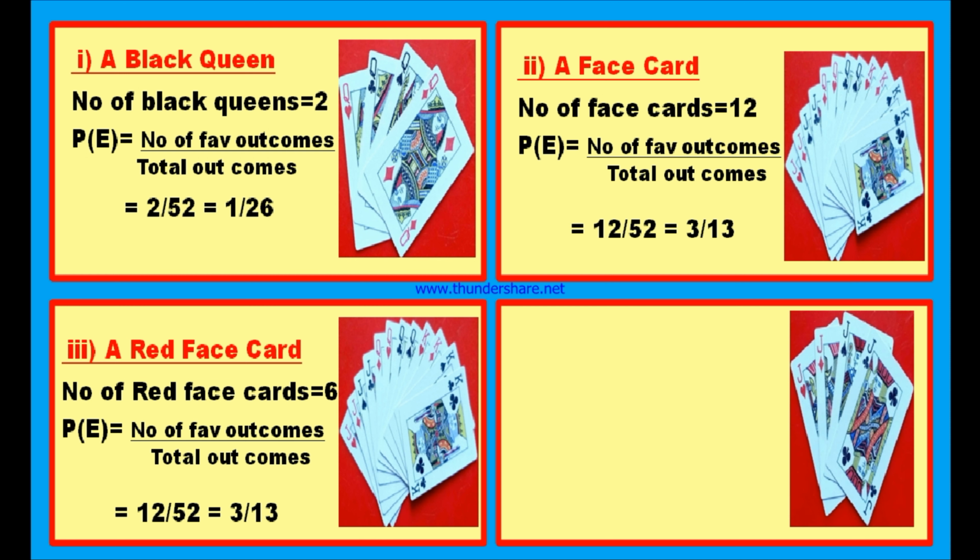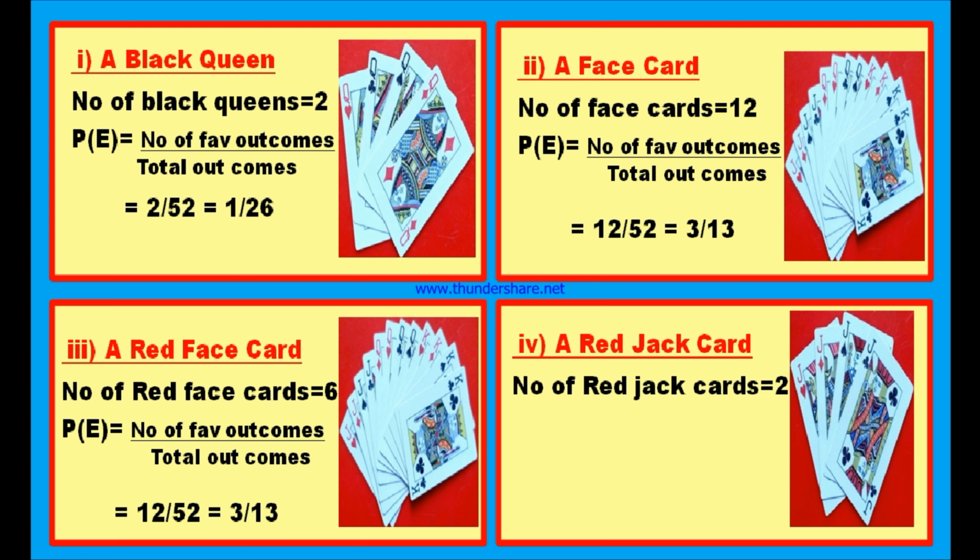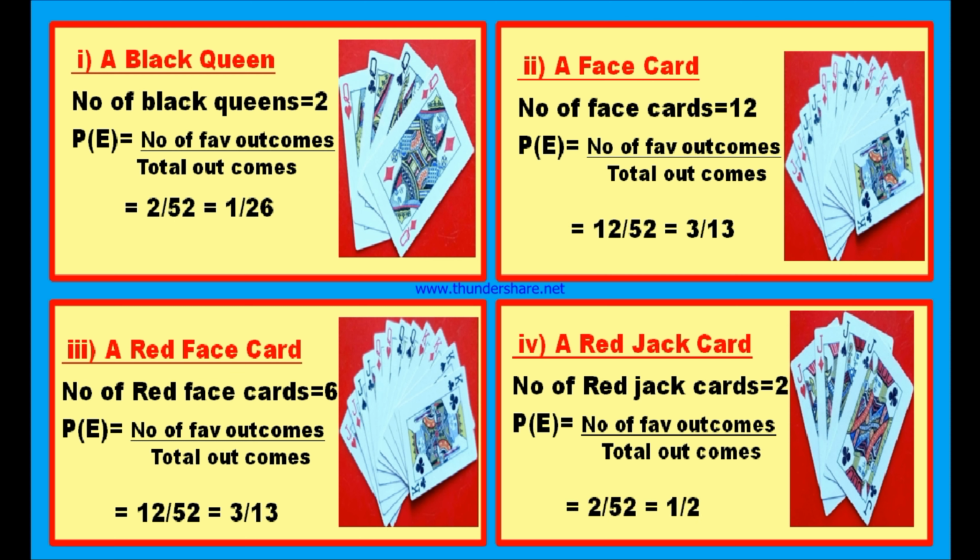Now this is the fourth bit. A red jock card. How many jockeys are there? There are 4 jock cards. Out of 4, how many are in red color? 2 are in red color. Therefore, the number of red jock cards is equal to 2. The probability of an event is number of favorable outcomes by total number of outcomes. That is 2 by 52, which is 1 by 26.